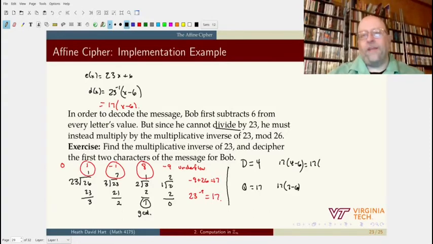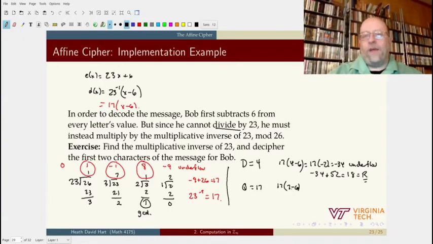This is 17 times negative 2, which is negative 34. That's an underflow. And in fact, Bob has to add 26 twice, because adding 26 to negative 34 will still give me a negative number. Bob has to add 52 to take this into the range from 0 to 25. Negative 34 plus 52 is an 18, which is the letter R.